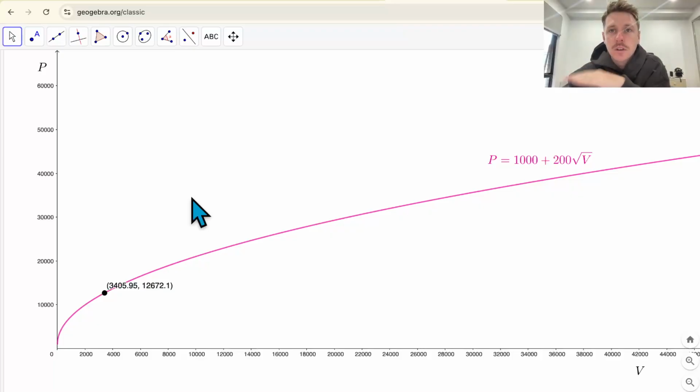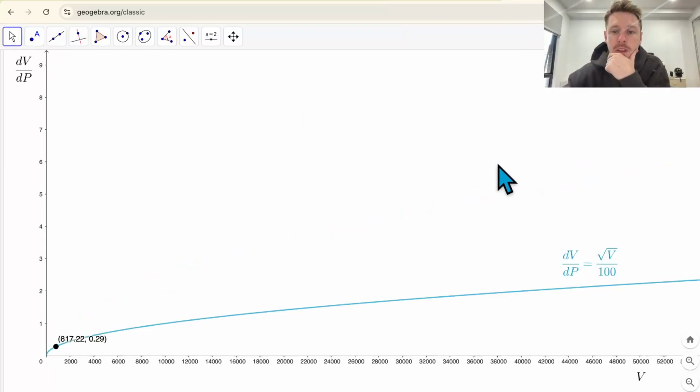Now what we're going to do is not just graph the gradient, we're going to graph the reciprocal of the gradient, which is the inverse. So we're going to graph dV/dP, which we worked out before was the square root of V on 100. This is what this graph looks like, and it's a bit tricky to understand what's going on here, but let's just pick a value. Let's pick around 10,000. Okay, there we go, nice and easy.